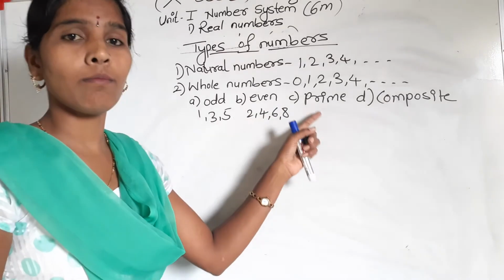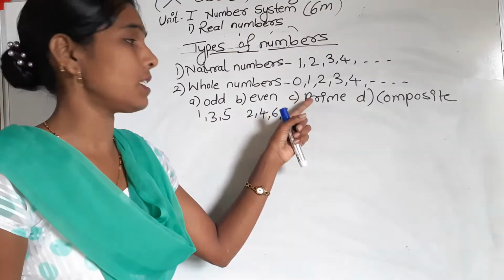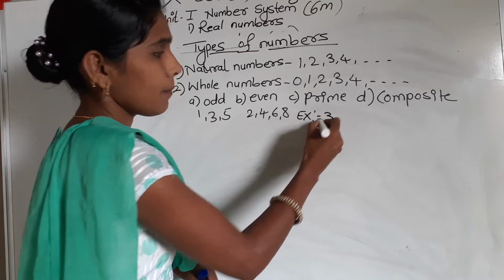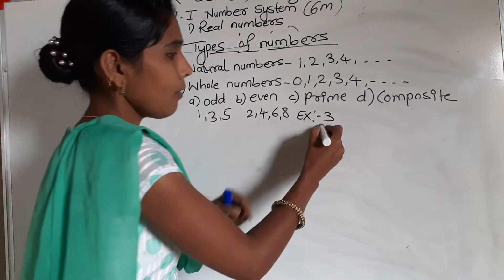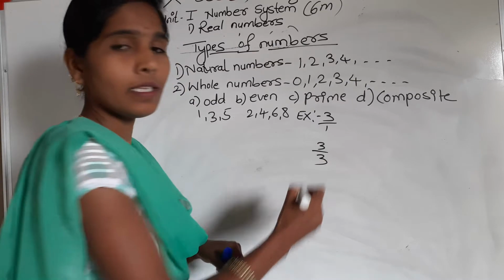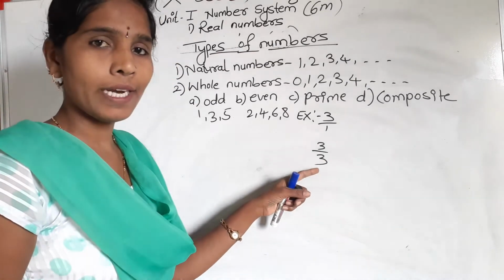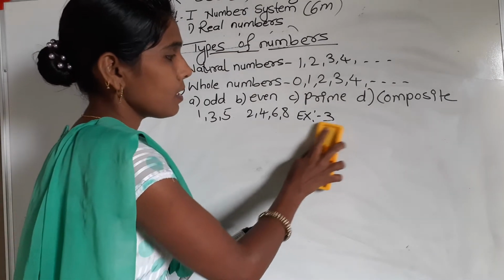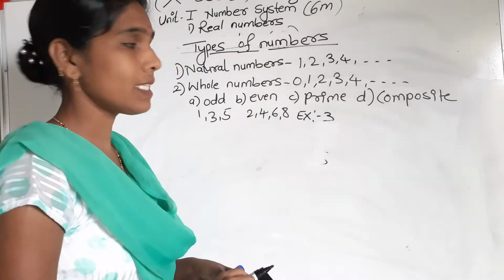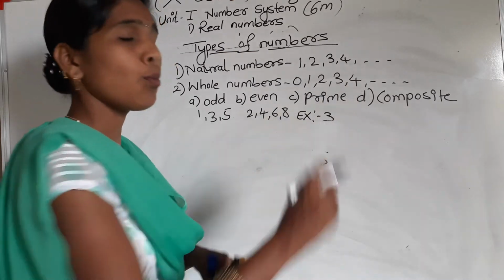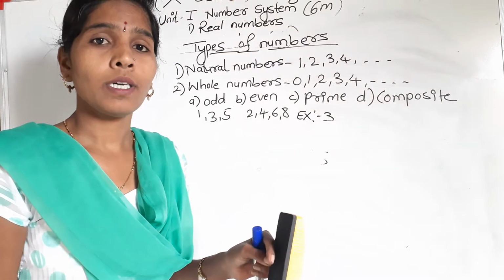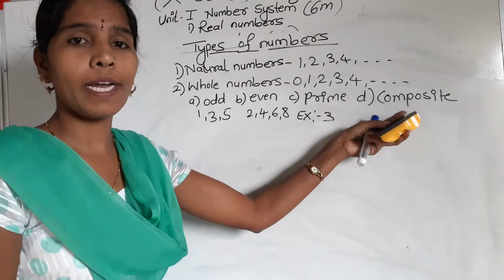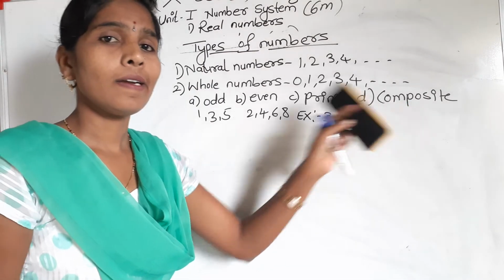Prime numbers: a number which is divisible by 1 and itself, these are prime numbers. For example, 3. 3 is divided by 1, 3 is divided by 3. Can any other number divide this 3? No. Next, composite numbers: whole numbers which can be divided by numbers other than 1 and itself.